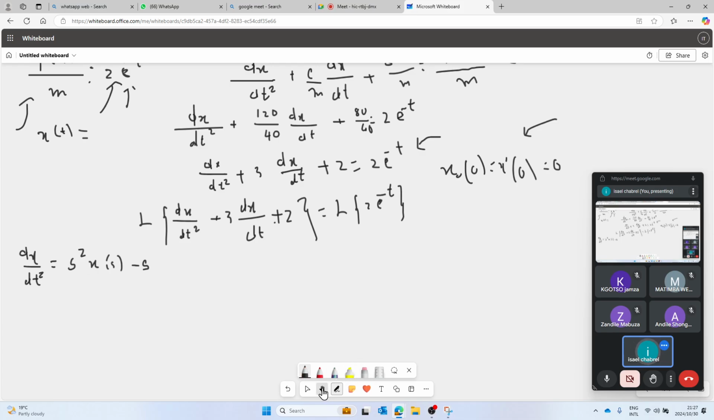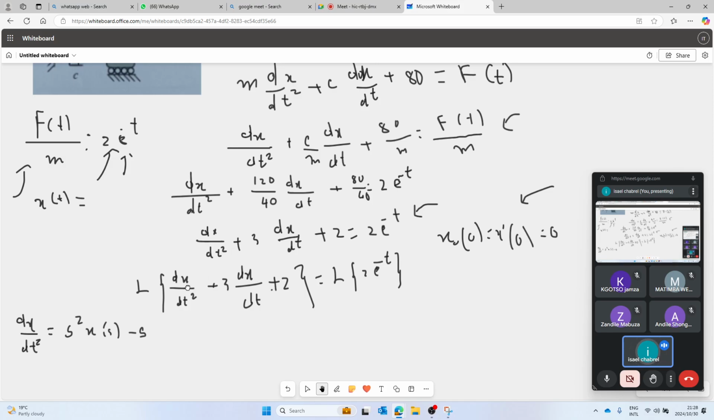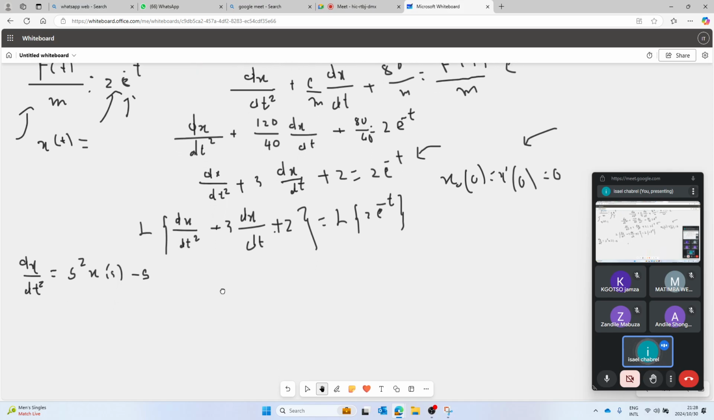Let me repeat myself, because everything here is the variable x of t. That's the reason why we have x. If it was a vertical system, we would talk about y. Since it is a horizontal system, thank God now I can make the difference between vertical and horizontal. I've had a struggle with that every year I've been in school. So this is s X(s), then multiply by s times x(0), minus x prime of 0.